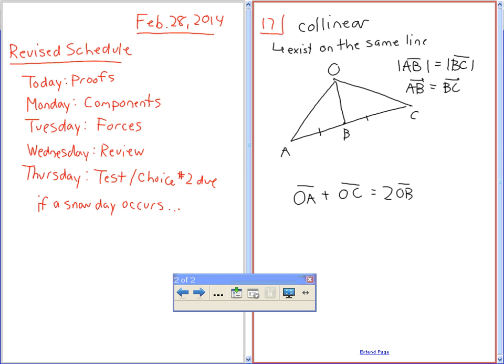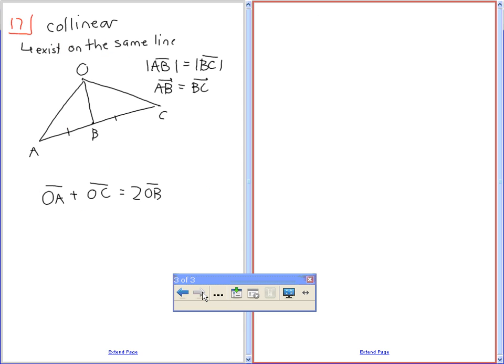Now, this is the beginning of what we're doing today. Today's whole lesson is based on stuff like this. So this is a wonderful warm-up, homework take up here. I have to write OA plus OC, and I have to turn that into 2OB. This is like identities from grade 11 and grade 12. So I'm going to start with the left side, right side thing. What's another way I can write OA?